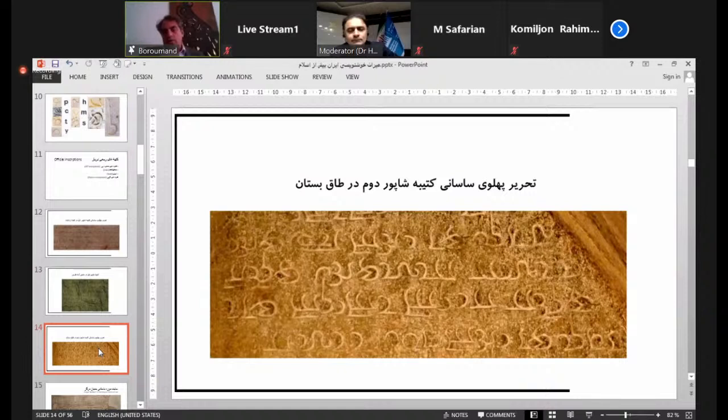Another sample in Taqabostan is related to the two inscriptions of Shapur II and Shapur III of Sasani, which are design based. It's based on the geometry of letters, and Dur and Tawazun can be seen all around the inscription.